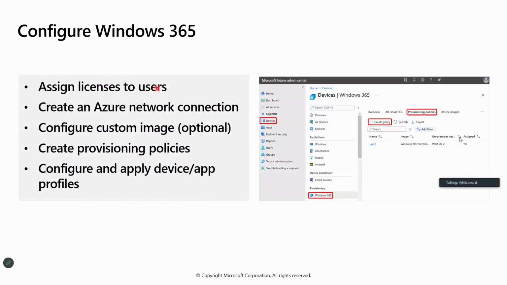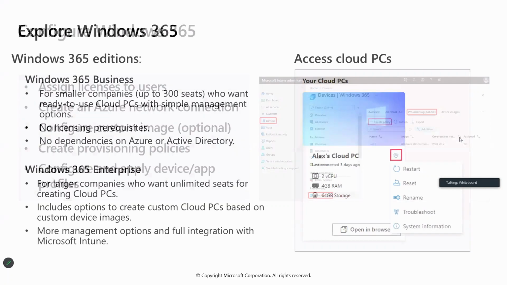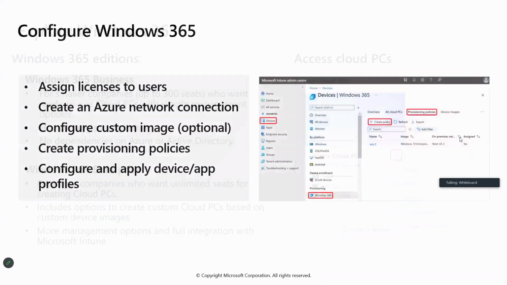So to configure our Windows 365, assign your license to your users. This is now looking at this here. So we are looking at this one here. We're looking at the Enterprise Edition, not the 365 Business Edition. Create an Azure network connection. What is that all about? Let's just get to my section over here.